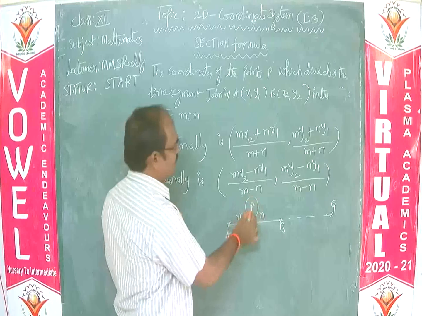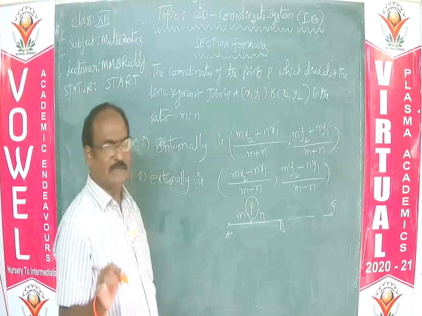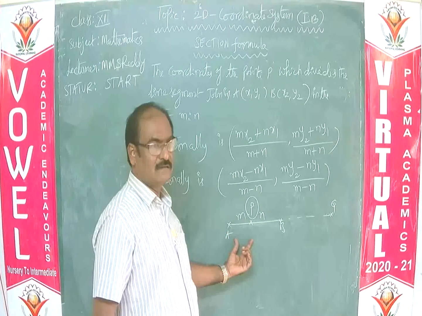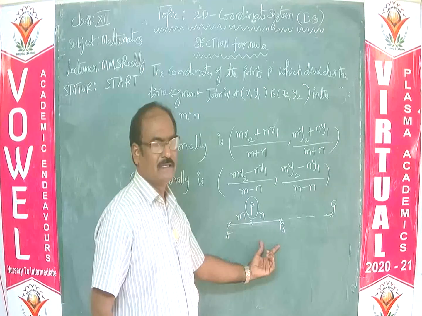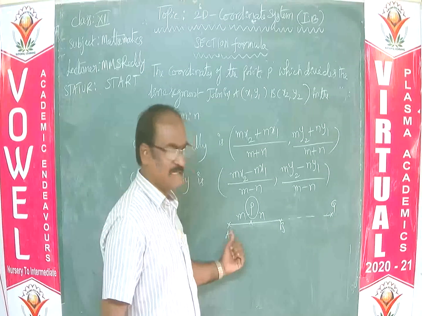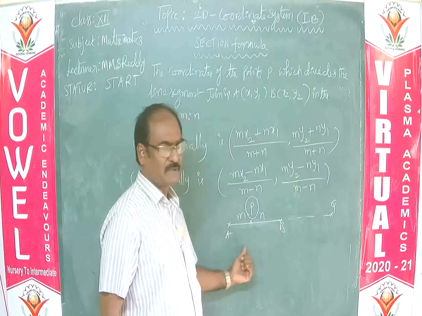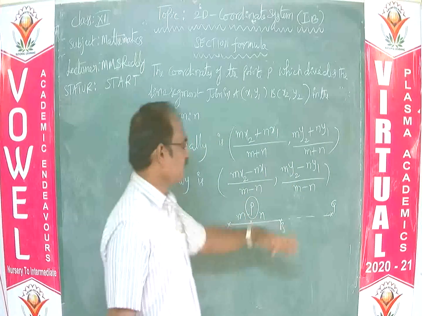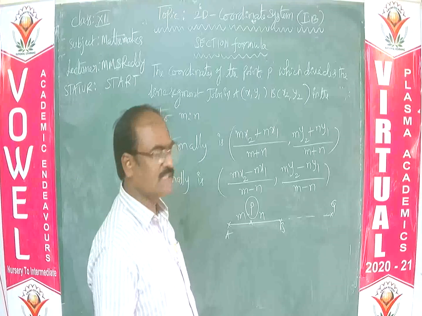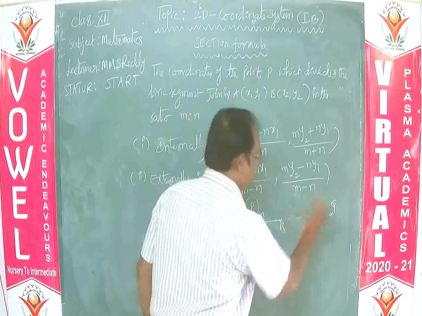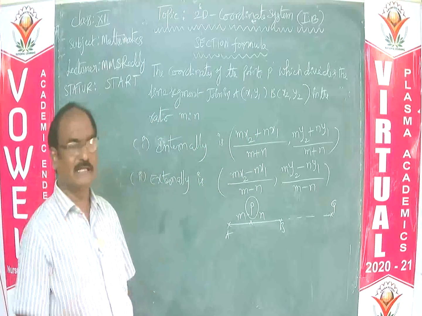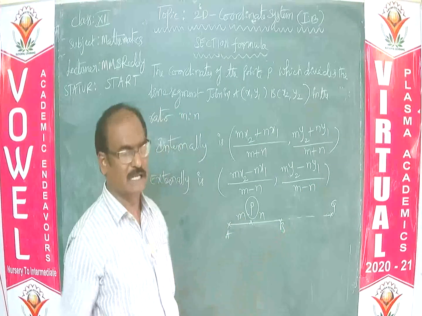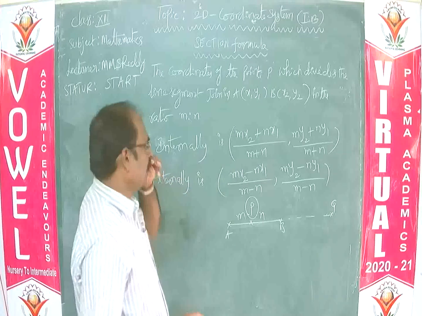A point P is said to divide the line segment AB internally if it lies on the line segment AB, between A and B. On the other hand, a point Q is said to divide line segment AB externally if it lies outside the line segment AB but on the line AB. That means A, P, B, Q are collinear, they lie on a line.